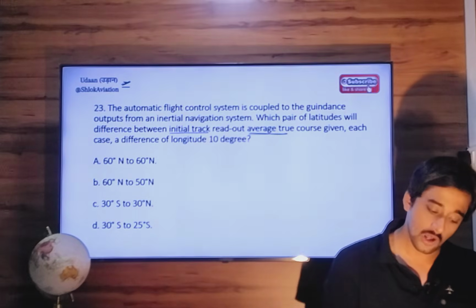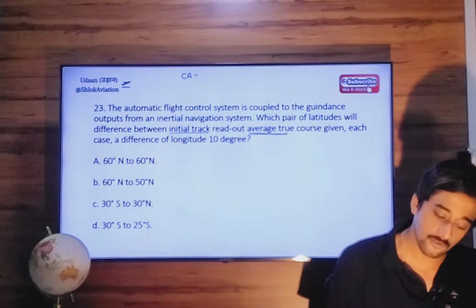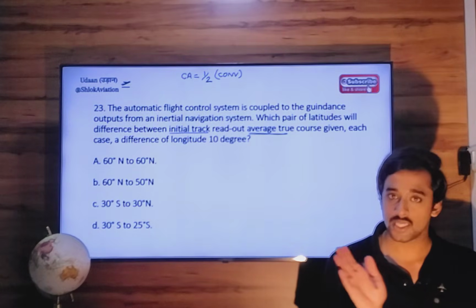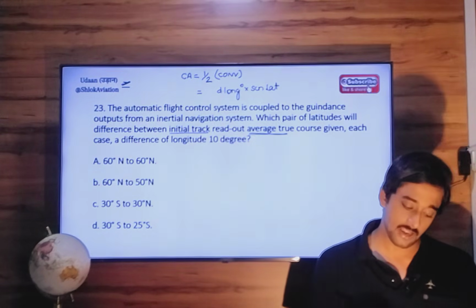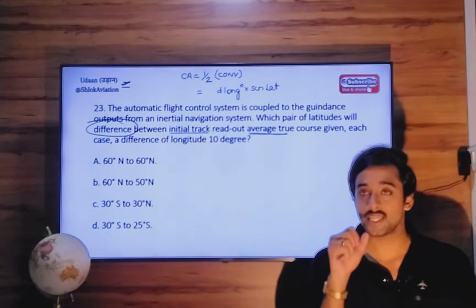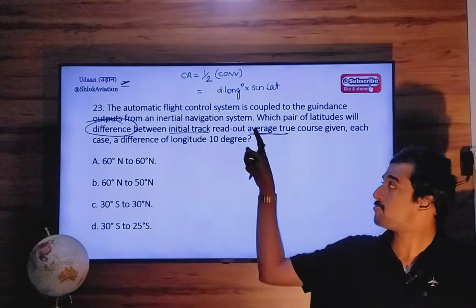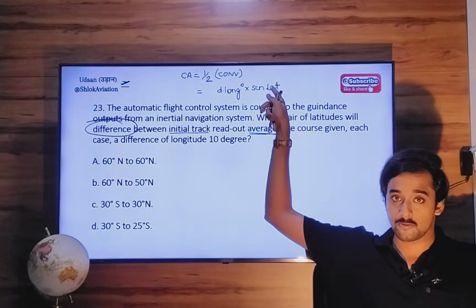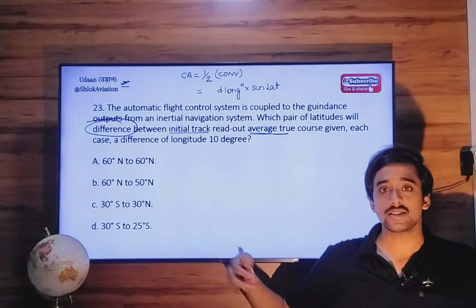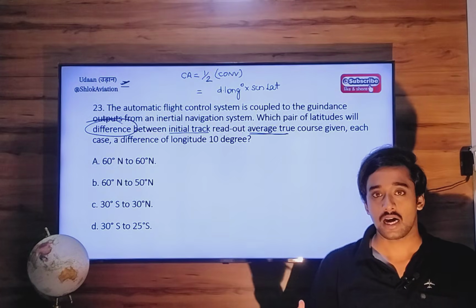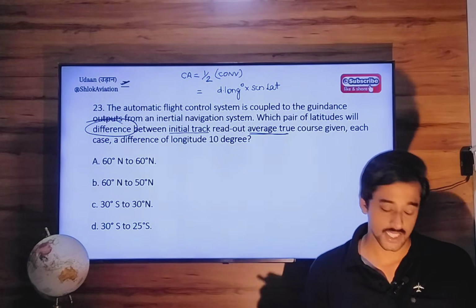Okay. So we all know that convergency angle is half of convergency. So half is constant, ignore that. What is convergency? D long in degree into sine of latitude. That means the difference that we have been asked to find out, the convergency angle difference, is directly proportional to sine of latitude. Correct? So let's check these latitudes one by one and see which pair produces the maximum difference.